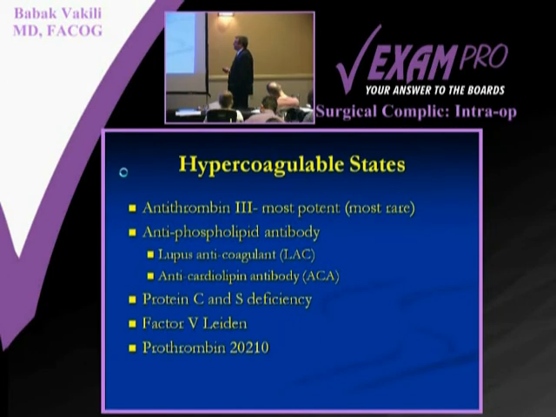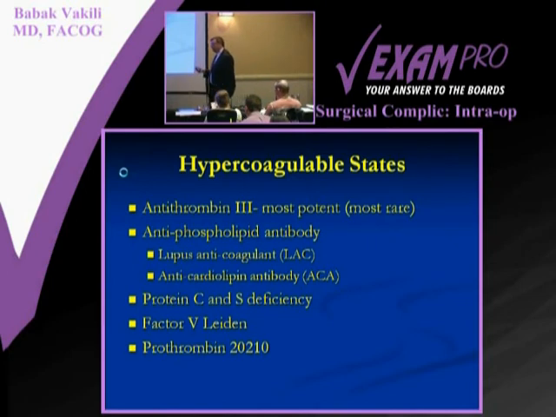Hypercoagulable states. These things make you clot more. Antithrombin 3 deficiency is the most potent hypercoagulable state there is. If you have it, you're at the highest risk of all of these for clot formation.